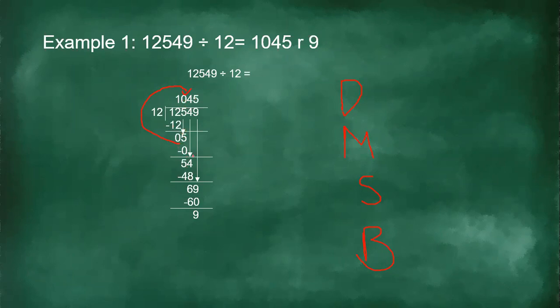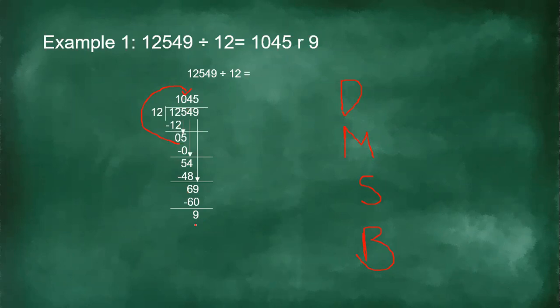Bring down the 4. Then we say 12 into 54 doesn't go there, but does go to 48. And then 54 minus 48 is equal to 6. Bring down the 9. You say 12 into 69 goes 5 times. Then 5 times 12 is 60. 69 minus 60, then remainder 9 is what's left. So the answer is 1045 remainder 9.